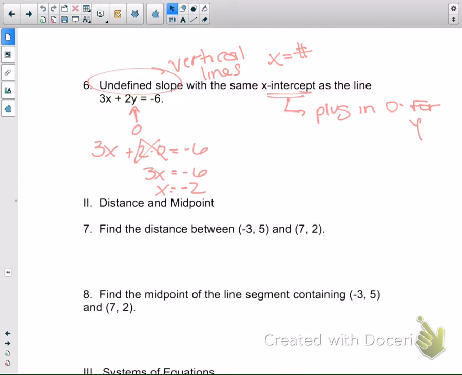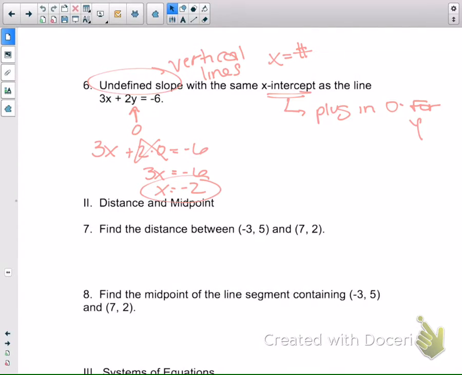Negative 2. Now, we already said we're looking for a vertical line that has the equation x equals a number. And it goes through the same x-intercept as this one. Do I have to do anything with this? No. This is the equation of a vertical line. It goes through that same x value. That is actually my answer.